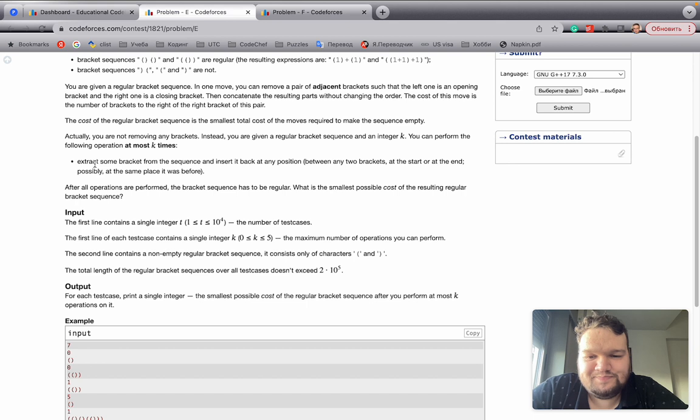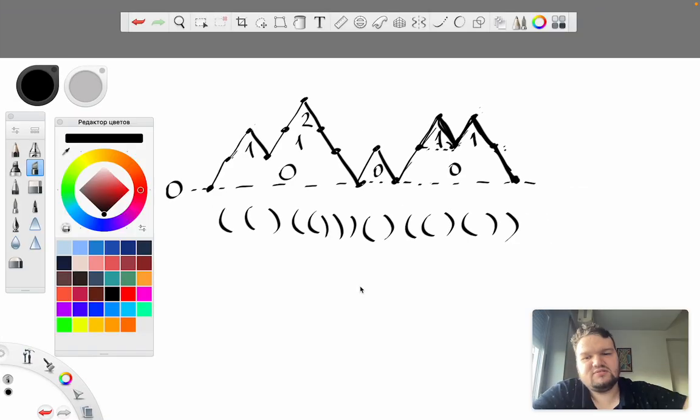So we can take out k brackets and then insert them somewhere. What will happen when we do that? What is happening with the bracket sequence when we just move one bracket somewhere, for example, move this closing bracket like here. So it was here, we will move it here.